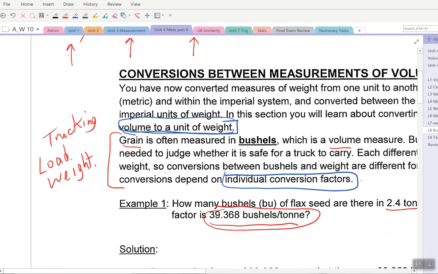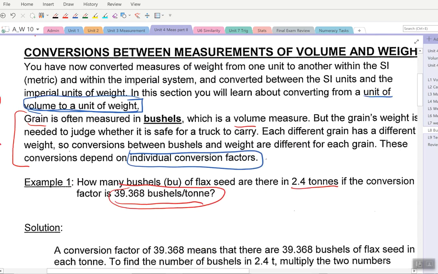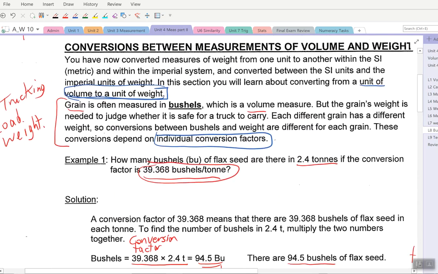All right, so you'll be looking at this in the trucking industry and looking for load weight, or any kind of industry which is hauling stuff. Let's have a look at an example question. How many bushels of flax seed are there in 2.4 tons? The conversion factor, which always has to be given to you, is 39.368 bushels per ton.